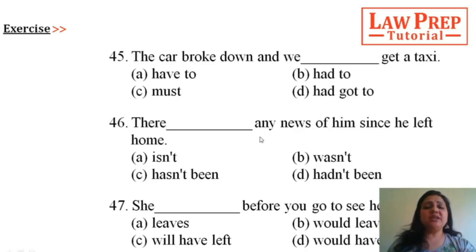There hasn't been any news of him since he left home. Now the rule here is present perfect plus since plus simple past. I repeat, what is the rule? Present perfect plus since plus simple past. The earlier rule applied was simple past and simple past. Here it is present perfect plus since plus simple past. So in that case, I'm going to use present perfect. So the answer would be "there hasn't been any news."